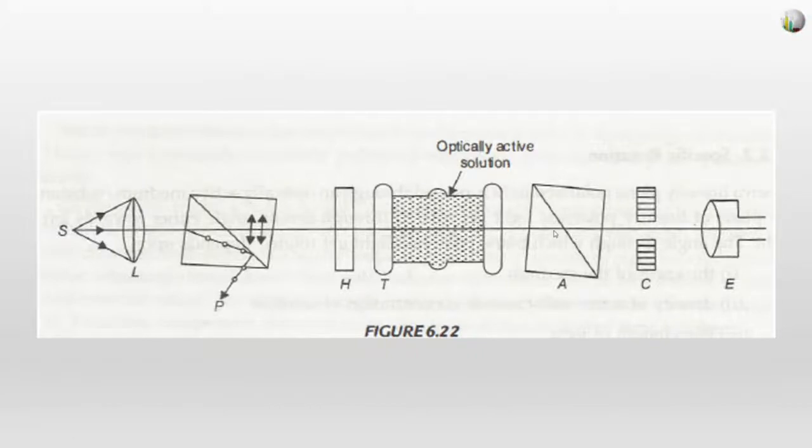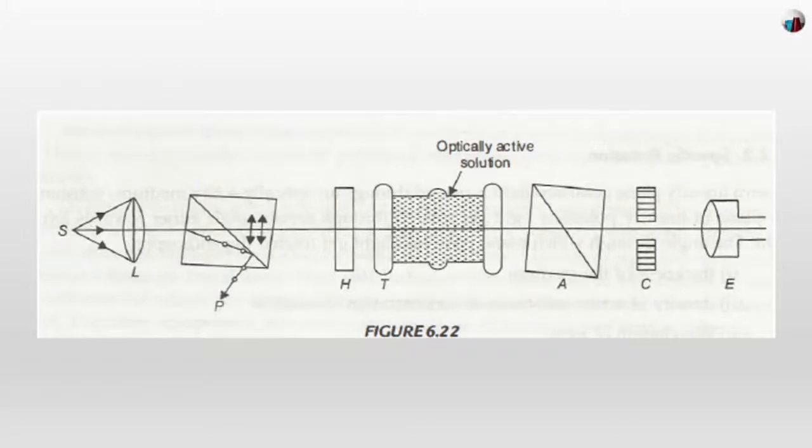Now the analyzer is rotated by a finite angle so that the field of view of the telescope again becomes dark. This will happen only when the analyzer is rotated by the same angle by which the plane of polarization of light is rotated by the optically active solution. The position of the analyzer is again noted. The difference of the two readings will give you the angle of rotation of plane polarization.